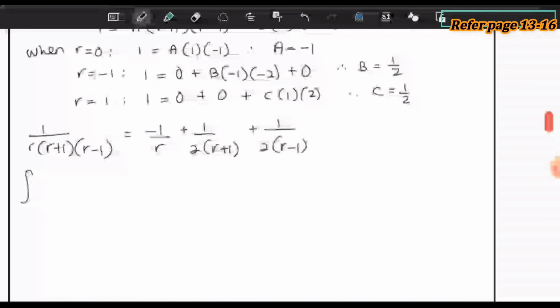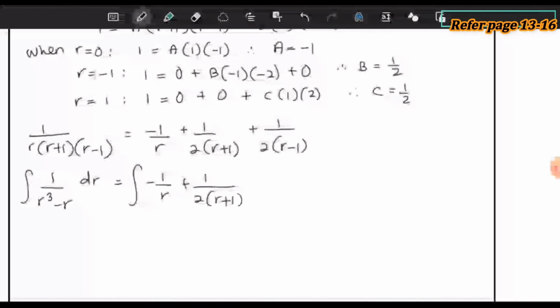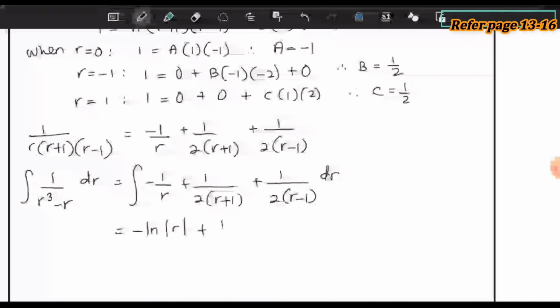So the integral of 1/(r³ − r) dr equals the integral of −1/r + 1/(2(r + 1)) + 1/(2(r − 1)) dr. And we will get −ln|r| + ½ ln|r + 1| + ½ ln|r − 1| + d.